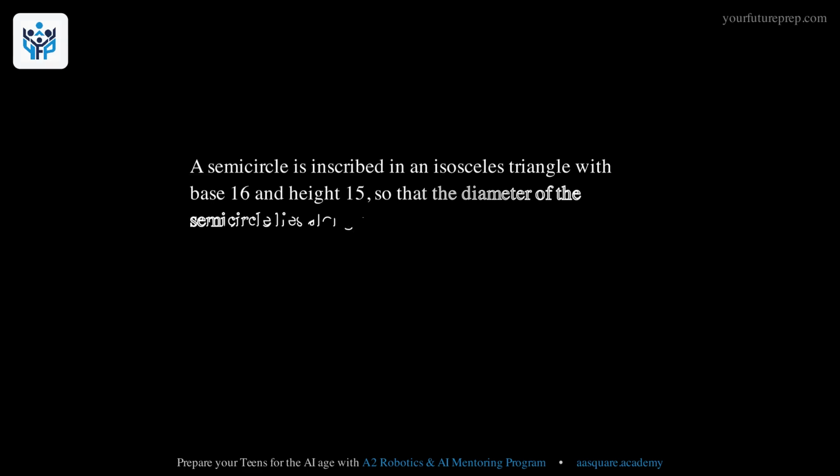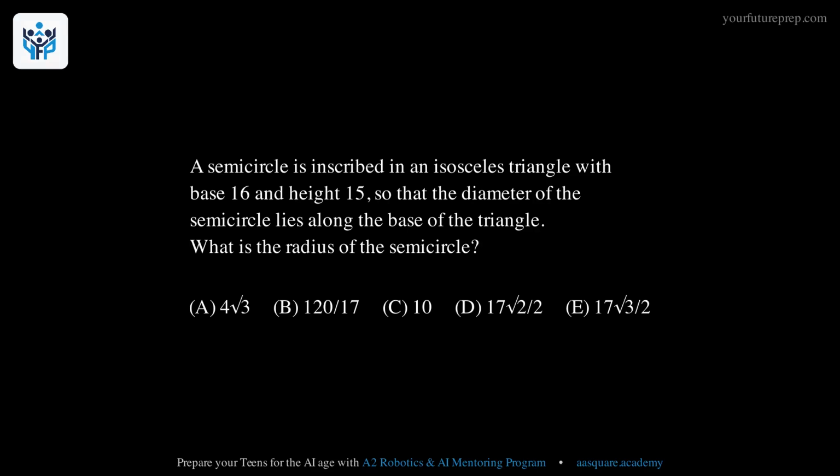Here's problem 25 from the 2016 AMC 8. A semicircle is inscribed in an isosceles triangle with base 16 and height 15, so that the diameter of the semicircle lies along the base of the triangle. What is the radius of the semicircle?